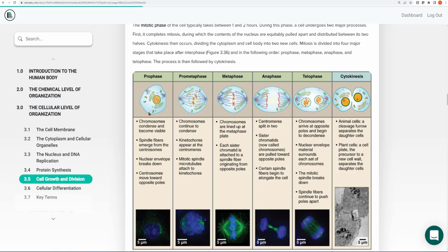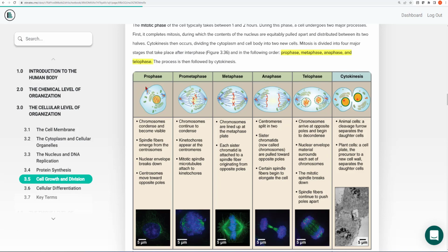Prophase. I'm going to skip over prometaphase. I'm not going to worry about prometaphase at all. So I'm only going to worry about prophase, metaphase, anaphase, and telophase. These are the four stages that I'm going to care about. So we have prophase. Pro, before, right? It's preparing for mitosis. Then we have metaphase, anaphase, telophase. Telophase is the end of mitosis, and then the cell will divide into two at a moment called cytokinesis.